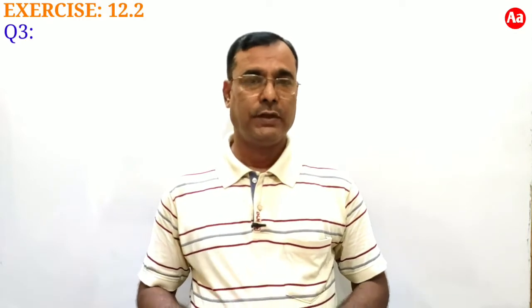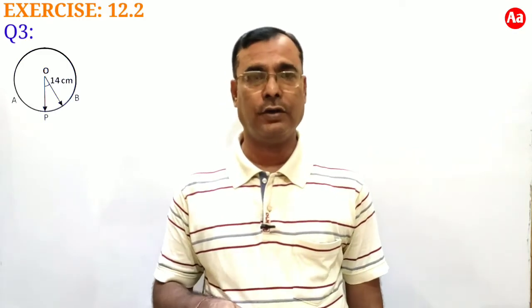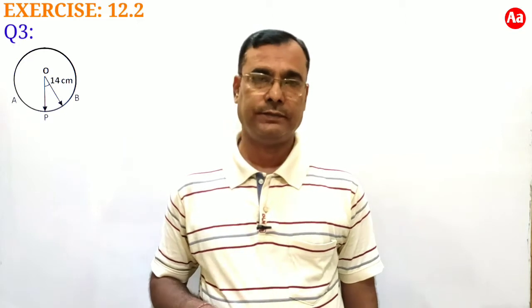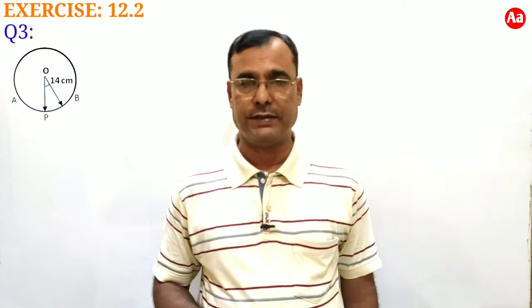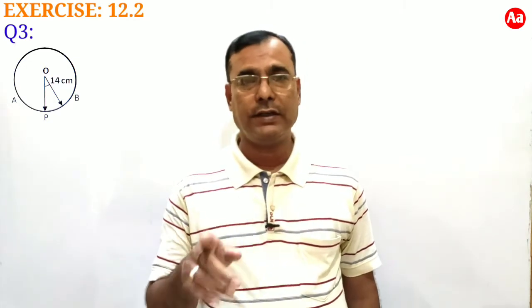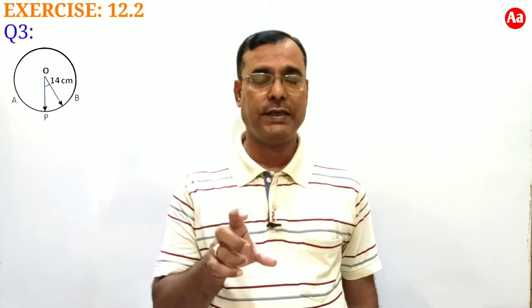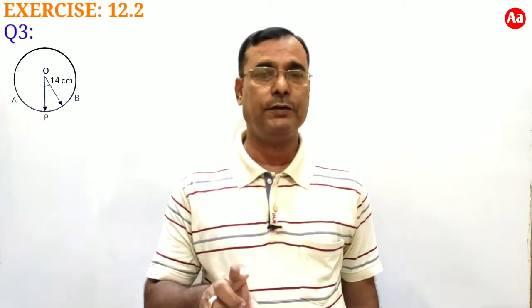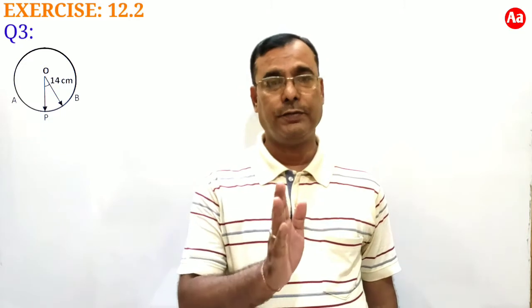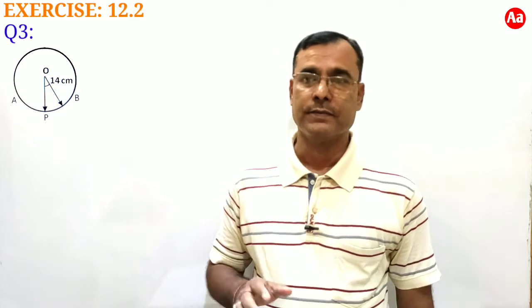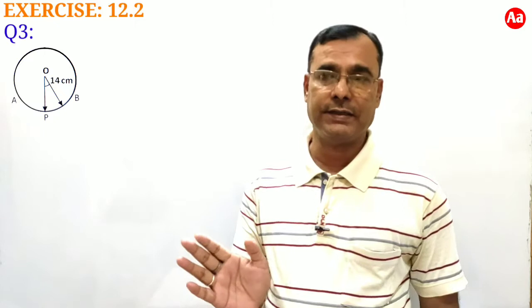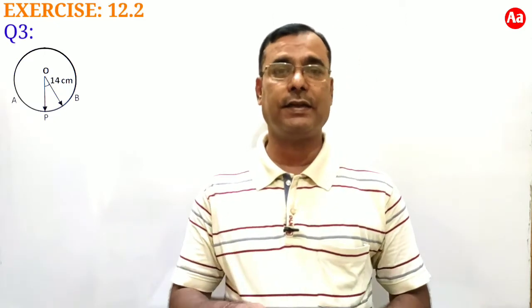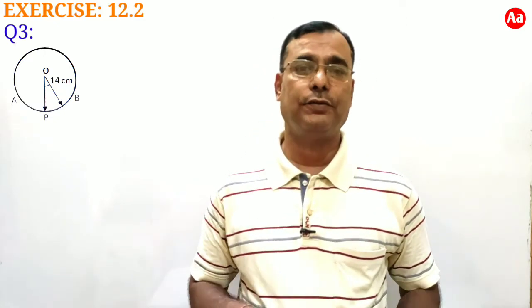Third question. The length of a minute hand of a clock is 14 centimeter. Find the area swept by the minute hand in 5 minutes. The dial of a clock is circular and the length of the minute hand is given as 14 centimeter. We have to find the area swept by the minute hand in 5 minutes. So the area swept by the minute hand in 5 minutes will be in the form of a sector of a circle of radius 14 centimeter.